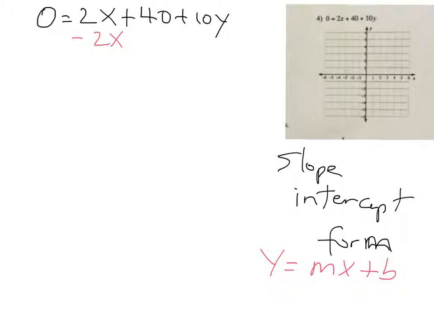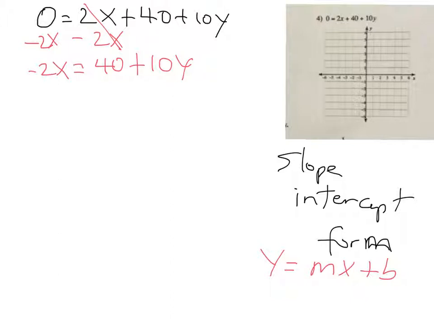Whatever you do on one side, you do on the other side of the equal sign. So I work on the right and I work on the left. 0 minus 2x is going to give me negative 2x. 2x minus 2x cancels out. I bring down the 40 plus 10y.